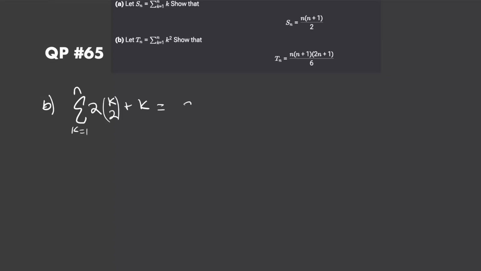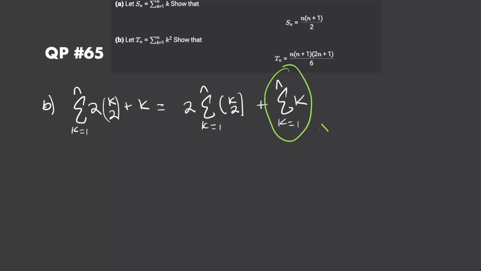Basically, this right here is going to be equal to 2 times the sum from k equals 1 to n of k choose 2. We can factor out the 2 because it's a constant, obviously, and then we're going to add on the sum from k equals 1 to n of k. We can do that because you can distribute a sum. And look, we literally just calculated this term in part A. It's going to be n times n plus 1 divided by 2. So now we just need to find the value of this term.